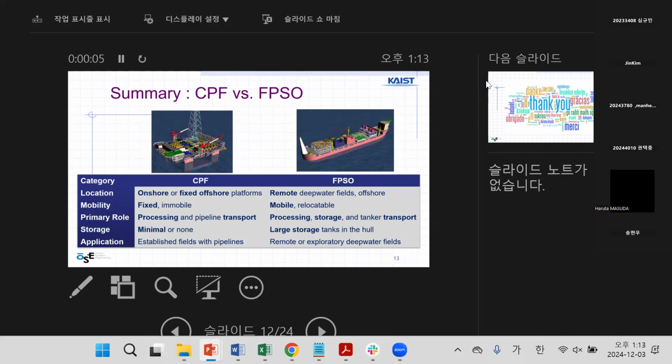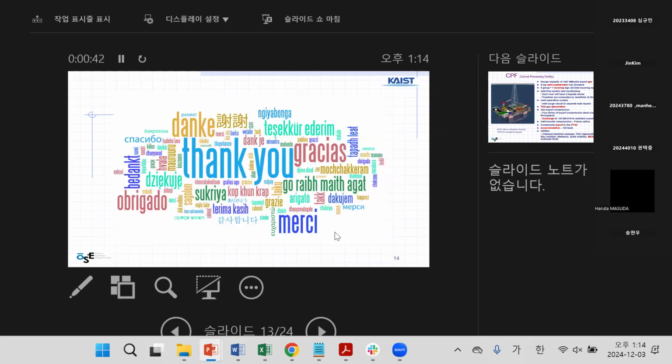First, talking about the CPF and FPSO. The main differences between them are the application and mobility. CPF is a fixed structure, but the FPSO is a mobile structure, so it can be applied to remote or exploratory deep water fields, while CPF can be applied to existing pipelines. So thank you for listening, and we have a question.